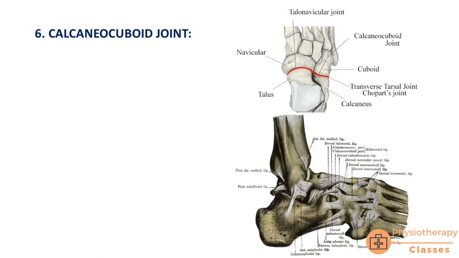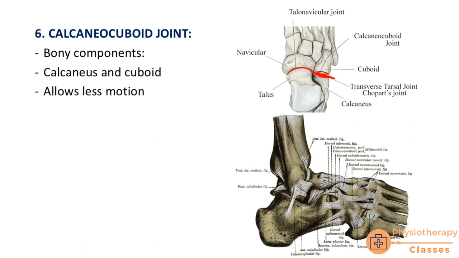Next is the calcaneocuboid joint. The calcaneocuboid joint is formed between the calcaneum and the cuboid bone. You can see here laterally. So the bony components are the calcaneus and the cuboid. There is very little motion and the ligaments are supporting this joint firmly.